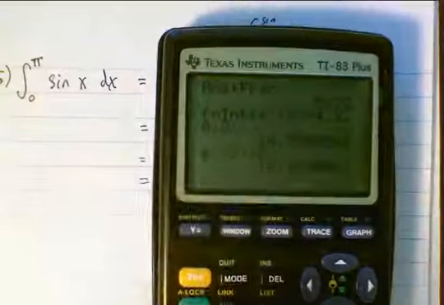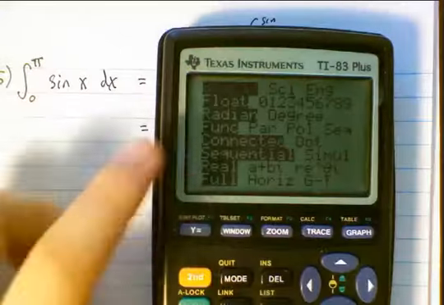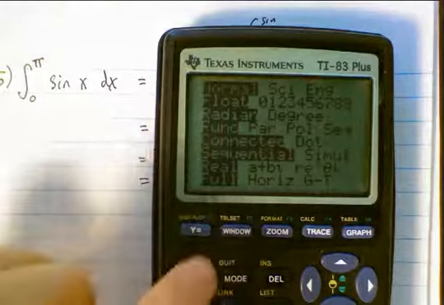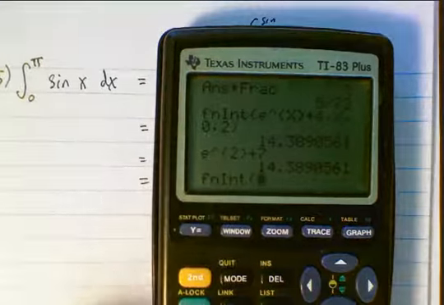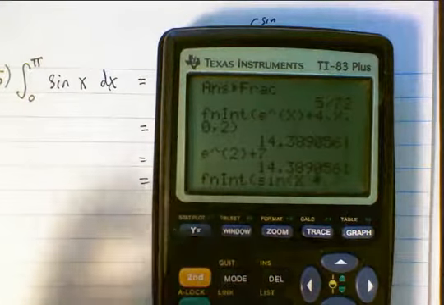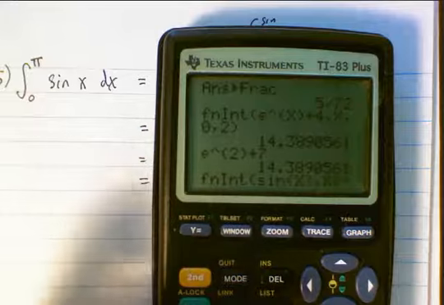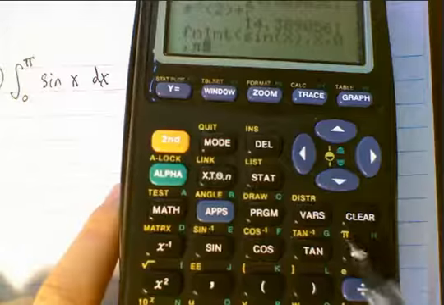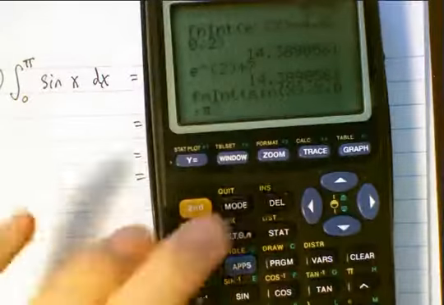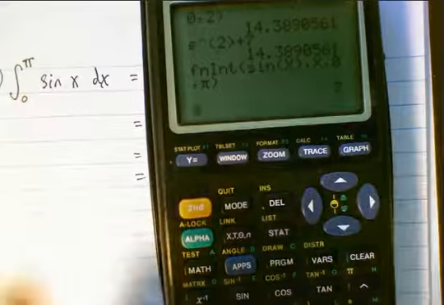When we check it here, make sure you're in radians first. This radians should be highlighted. Math 9, sine of x, comma, 0, comma, pi. Remember, your pi button is right above the caret. There we go. 2.